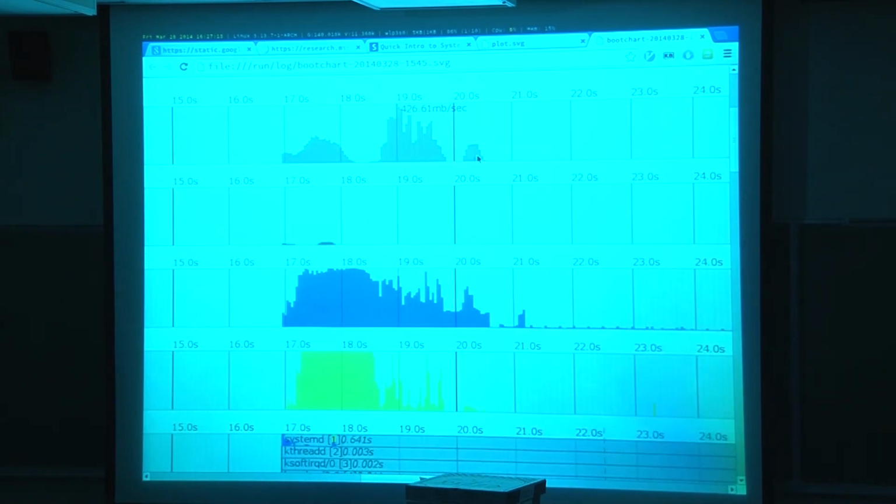So this is my I/O speed. My maximum read speed was 426 megabits per second, which is pretty good. This is my CPU usage. I think this is actually CPU and this is I/O wait times. And then this is the number of processes I had. Does anyone have any questions about the pretty picture? Or anything else I've said?